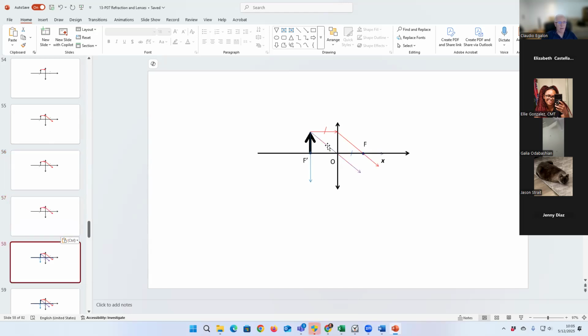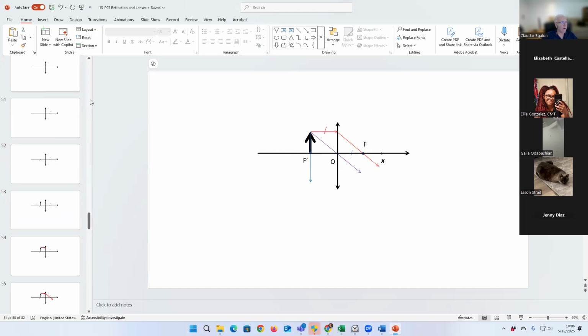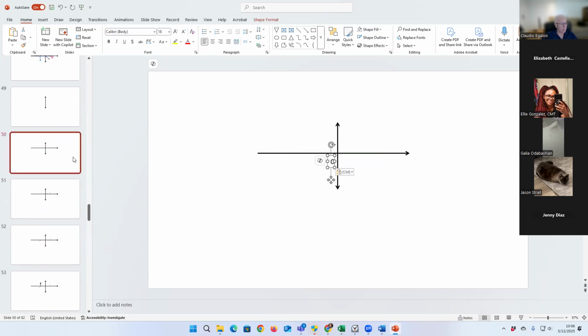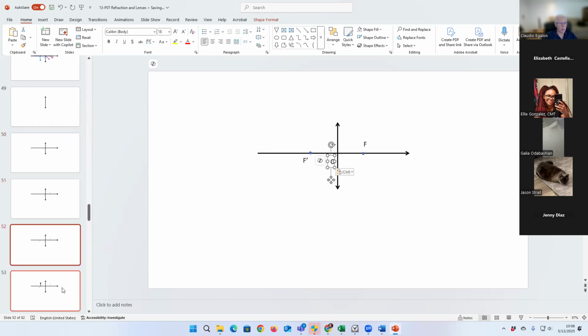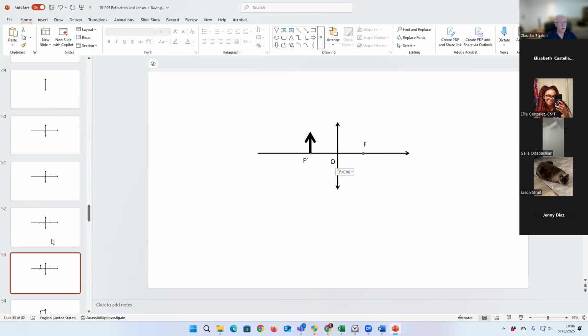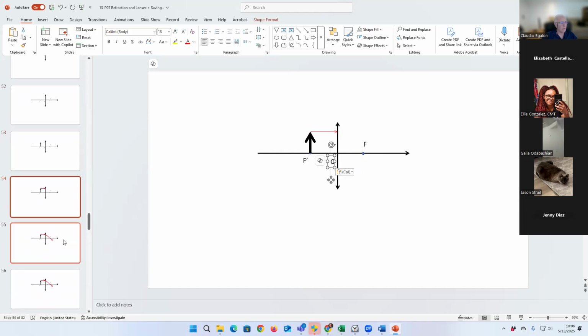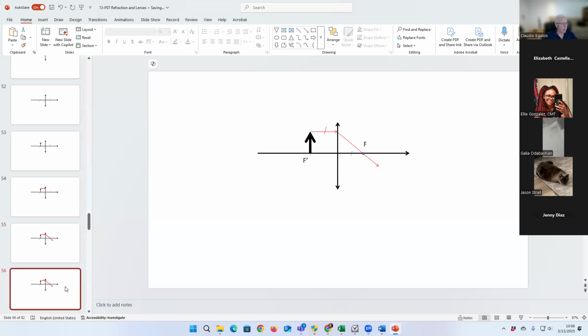Next, we have a light ray that passes through the center of the lens. What am I missing? I'm missing here the origin of my axis, right? Here you go. Let's put it here, and here as well.